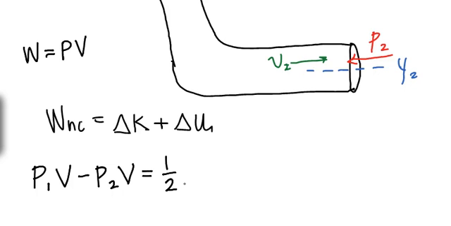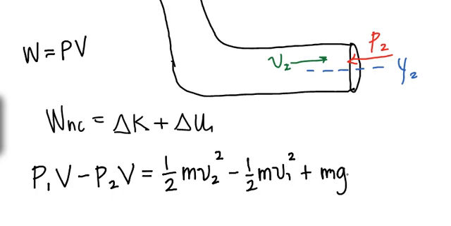1/2 mv squared. So 1/2 mv final squared, and my final position was 2, so I'm calling that V2, minus 1/2 mv1 squared plus change in potential energy. What was potential energy? mgy, so mgy final minus mgy initial.